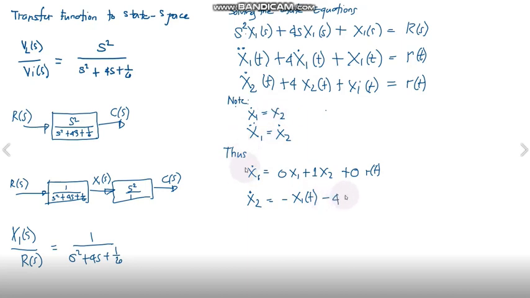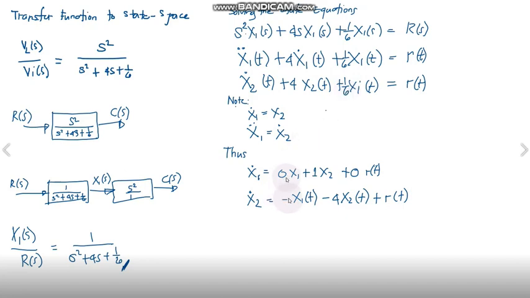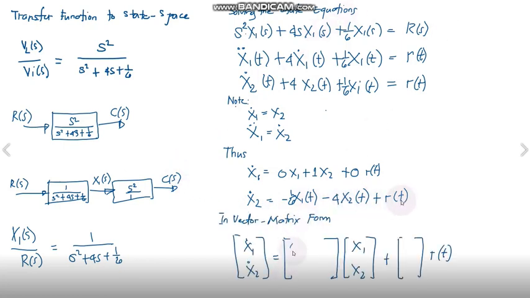So now, from the derived equation here, we have x sub 2 dot, and if we're going to transpose the other terms to the right side of the equation, then we will get x sub 2 dot to be negative x sub 1 negative 4 x sub 2 plus r(t). Okay? I forgot the 1 over 6 here earlier. So, please take note that there is a 1 over 6 from here.